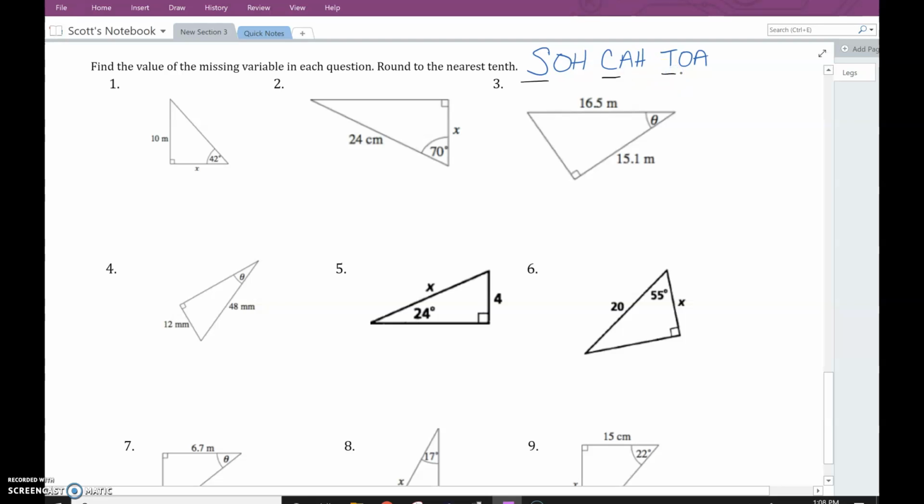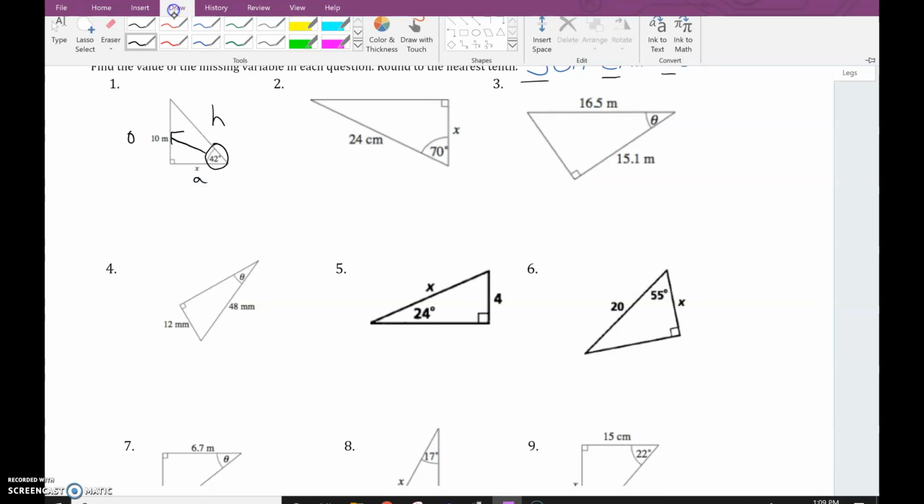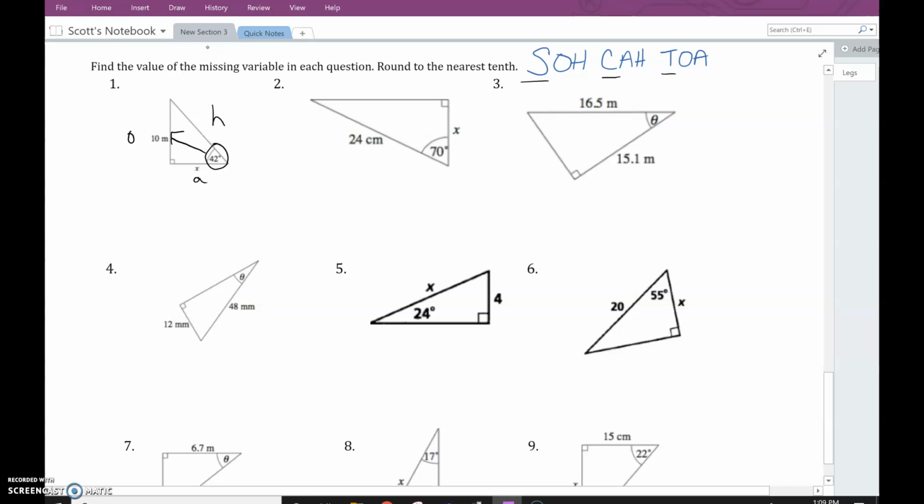Just like the ones that we did previously, we're going to circle the reference angle, whatever the angle is that's given to us. We're going to label opposite, adjacent, and hypotenuse. The hypotenuse is opposite the 90, and then I have the adjacent. The only thing that's going to be different from our solving before is we have to figure out what two letters we have.